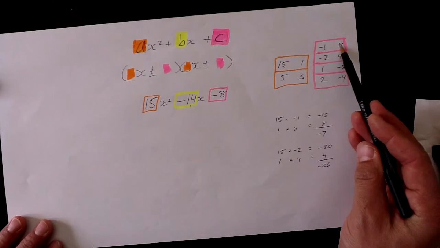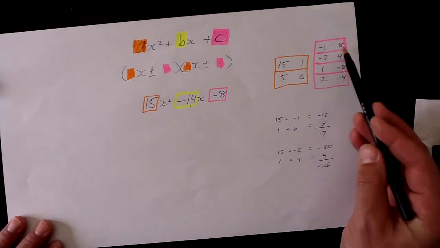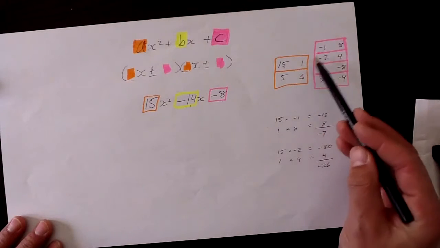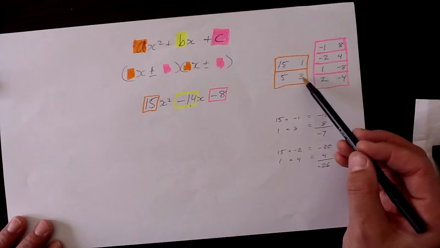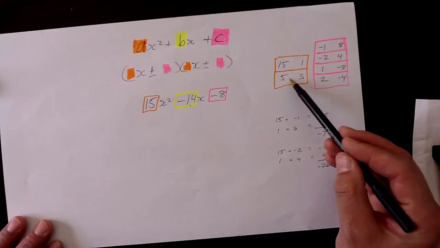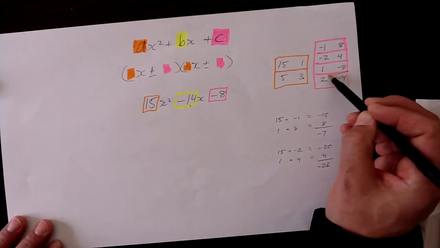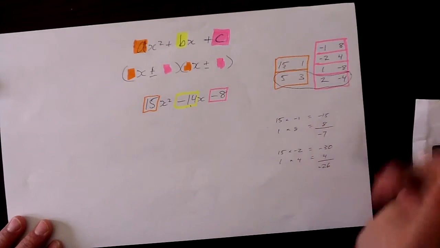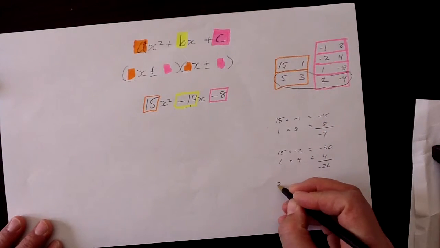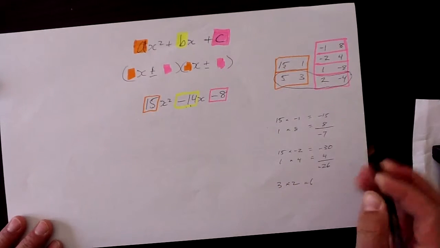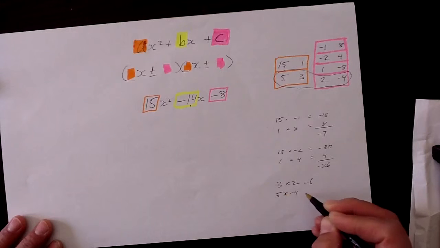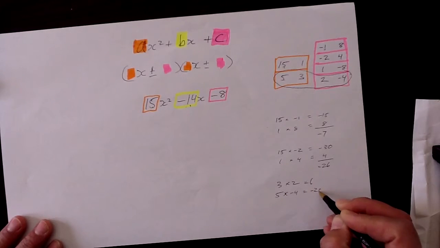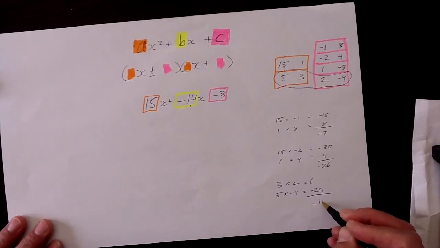15 times 8, no, that's no good. 3 times 8 is 24, 24 and negative 5, so that's 19, that's close. Let's see. 3 times 2 is 6. Now there we go. We've got this right here. Okay, so we've got 3 times 2 equals 6, and we've got 5 times negative 4 equals negative 20, and the two of them combine to negative 14.